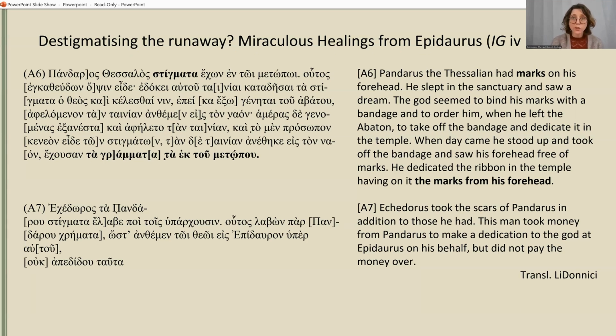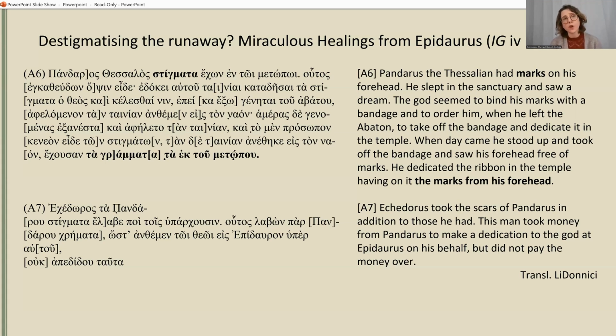In the first case of Pandarus, the Thessalian, the god Asclepius dutifully removes the stigmata, the grammata, from his forehead. But his friend Echedorus, in the second example, because he tries to trick the god and steal the money, the gift that Pandarus was bringing for him, the god gives him his just rewards, and he ends up with 2 sets of markings on his forehead. So he's twice as afflicted at the end as he was to begin with.